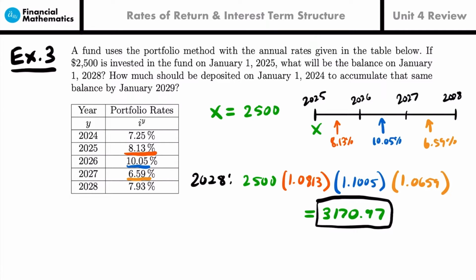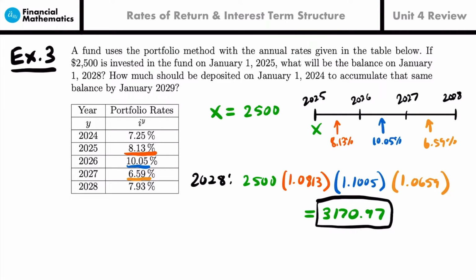But now what about our second question? It says how much should be deposited on January 1st, 2024 to accumulate that same balance by January of 2029? Or in other words, how much should be deposited at the beginning of 2024 to accumulate this same amount of $3,170.97 by January of 2029. And I made a slight typo here. That should say January 1st of 2029, just like all the other dates. But regardless, hopefully it was obvious that we're talking about the beginning of January for all of these years. So we are talking about January 1st of 2029.